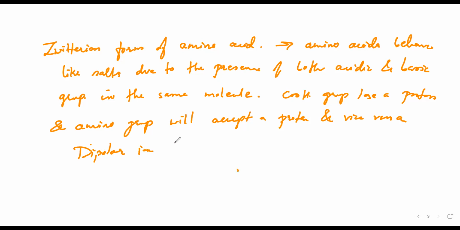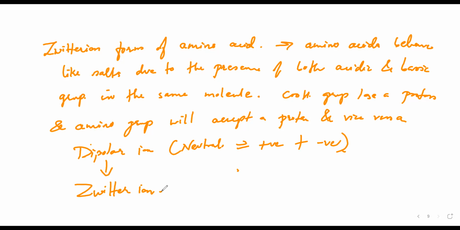This is known as neutral, that is positive plus negative, and this is called a Zwitter ion. Okay, so this nature is called amphoteric behavior. Ampho means two. Amphoteric behavior, because they will react with both acids and bases. That is the reason. So the ion which is formed is called a Zwitter ion.